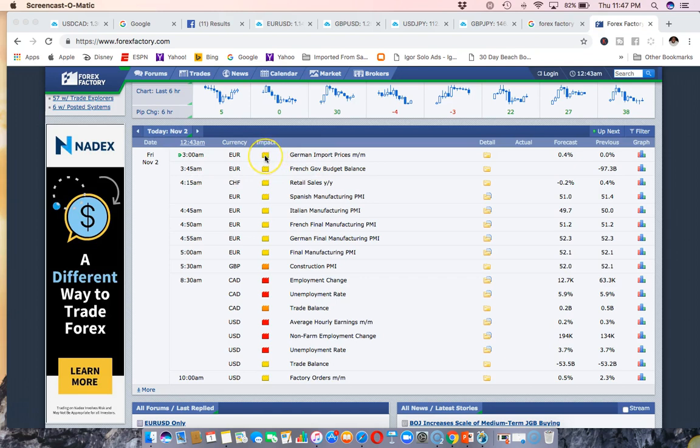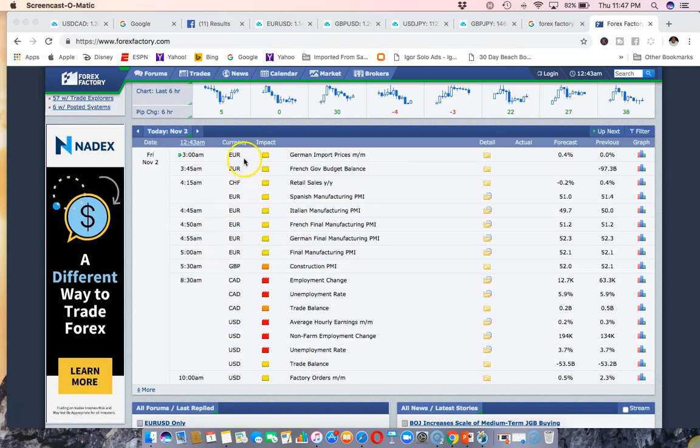I'm going to talk about the impact levels here in a second, but you have German import prices, M/M, French government budget balance. A lot of this stuff you see over and over. Sometimes don't pay attention to it, but at the end of the day, this is the most important part that I've always paid attention to, and that is the impact, and then the currency pair. Excuse me, the currency being impacted by it.